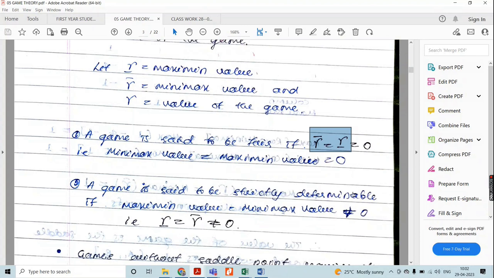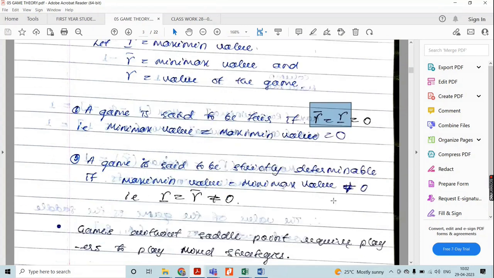Another one is the determinable game. Here gamma under and gamma bar are both equal, but not equal to 0. That itself is called a strictly determinable game.